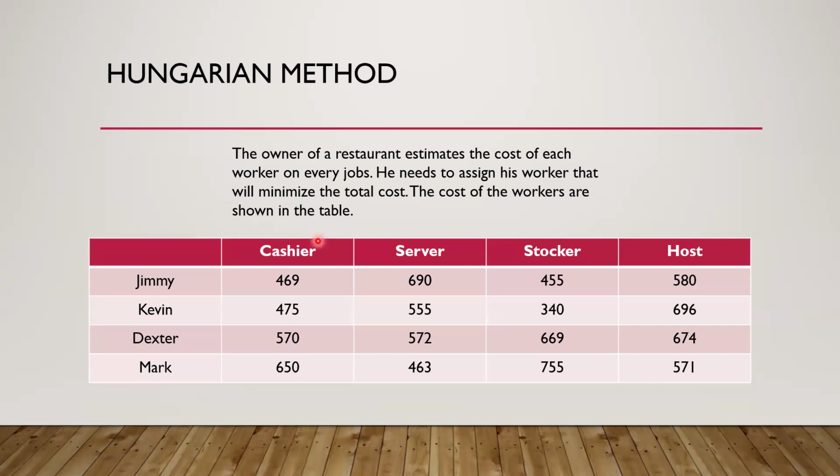Here is an example. The owner of a restaurant estimates the cost of each worker on every job. He needs to assign his workers in a way that will minimize the total cost. The cost of the workers are shown in the table. In this column, here is Jimmy, Kevin, Dexter, and Mark. In this row, these are the jobs: the cashier, server, stocker, and host. And the numbers that you see are the cost of every worker.